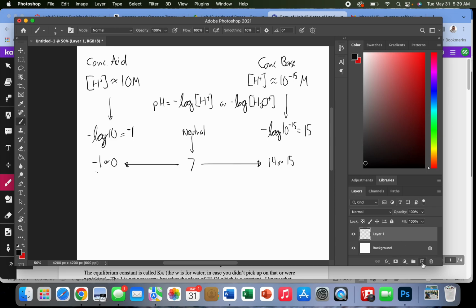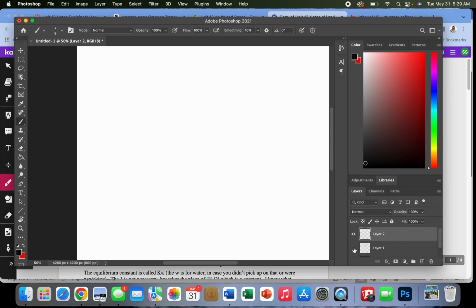Now, if instead we talk about OH minus, we can also talk about pOH. If pH is the negative log of H plus concentration, then pOH is just the negative log of the OH minus concentration. And that's the deal: a lowercase p in front of something means take the negative log of it.